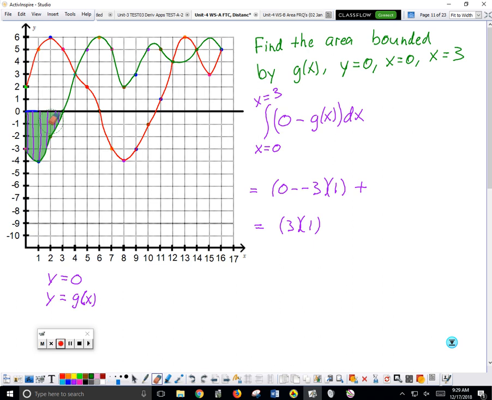This is going to be a little hard to draw. So I'm finding this area. Without the 0 minus, I'd get a negative number, and I don't want area to be counted as a negative. That doesn't make any sense.